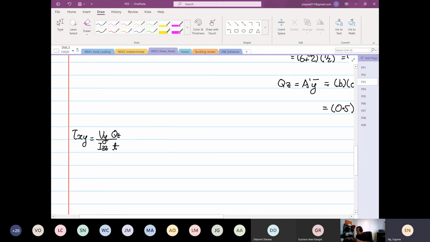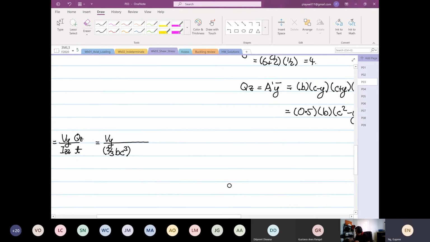So as you can see down here, Vy is pretty straightforward to find. Izz is also straightforward. The confusing part is the first moment of area, Qz. And T is not that difficult to know. So from here, we know that Vy still remains the same, then divide by Izz. So we have our Izz equal to 2/3 BC cubed.